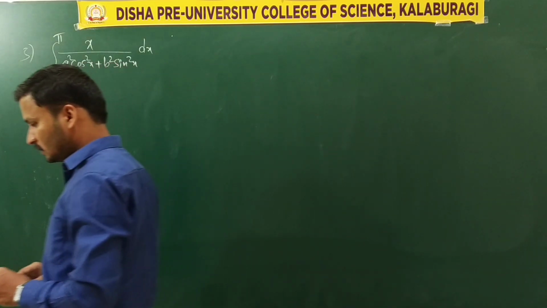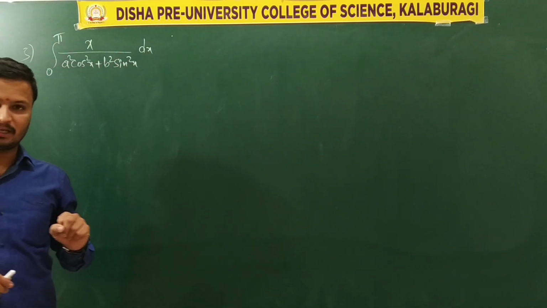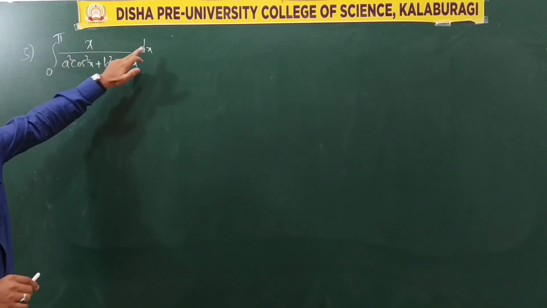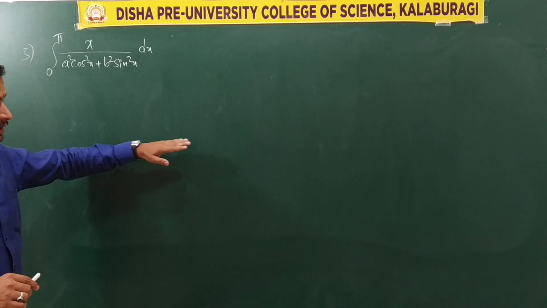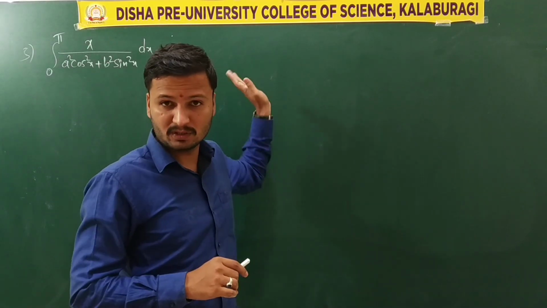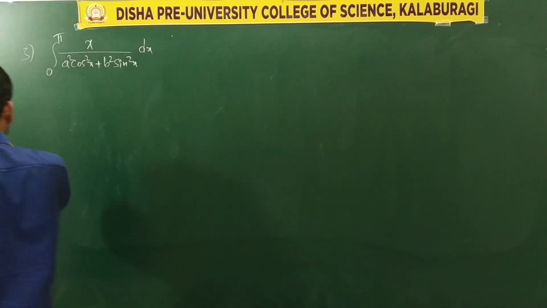So here we need to use property number 5. Which property? That is the integration from 0 to a of f of x dx is equal to the integration from 0 to a of f of a minus x dx. Let's use that property. It is a little lengthy.